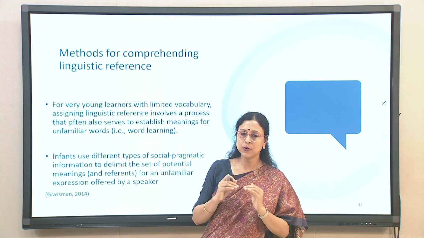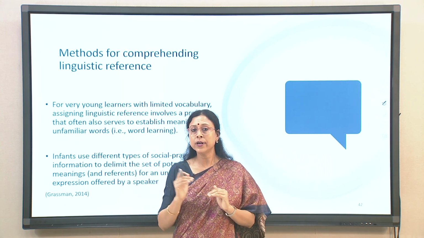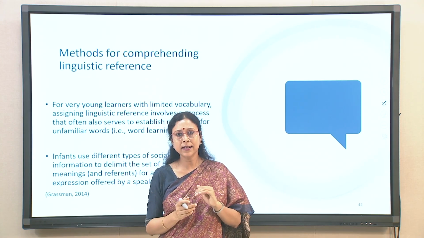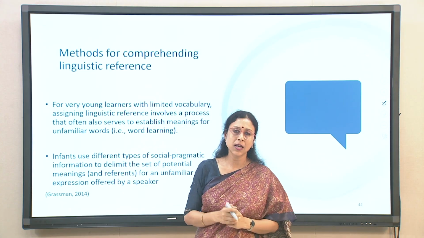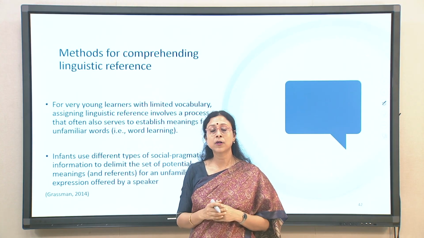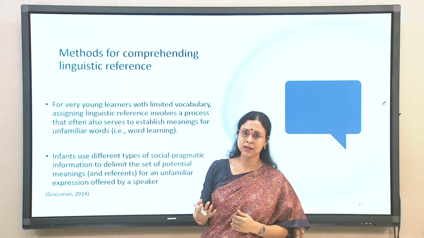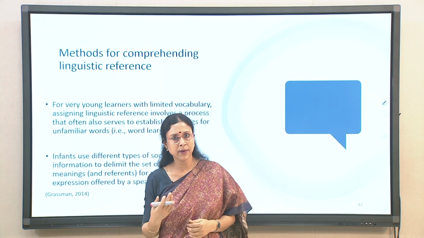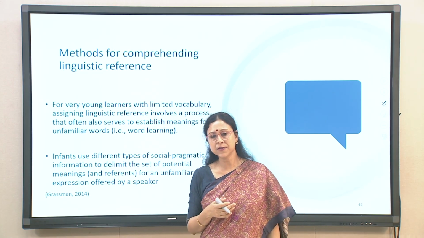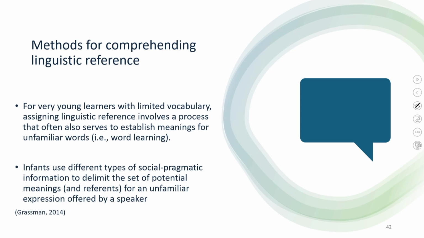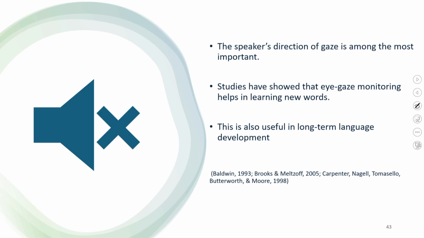So, that child has to have that ability at that stage to infer the meaning, to get the understanding that this novel word refers to something in the real world, which is this particular object. So, this is what we mean by this being an important tool for word learning: unfamiliar words, unfamiliar sentences, unfamiliar concepts and so on and so forth. Infants use different types of socio-pragmatic information to delimit the set of potential meanings and reference for an unfamiliar expression used by the speaker. This is something we have discussed at length when we discussed word learning, so we will not go there.